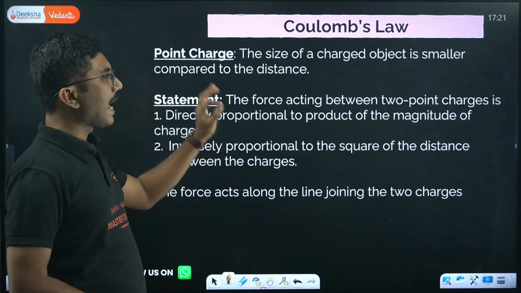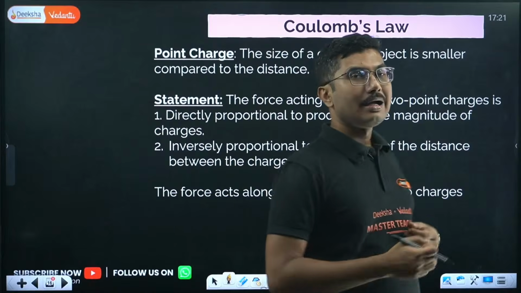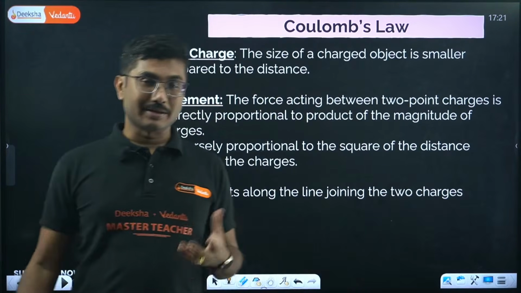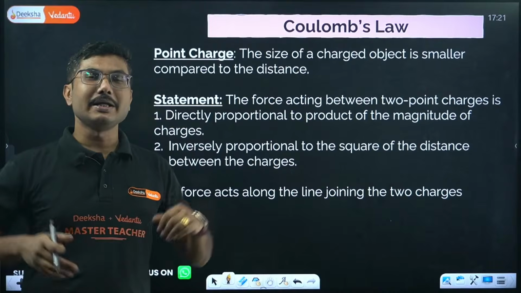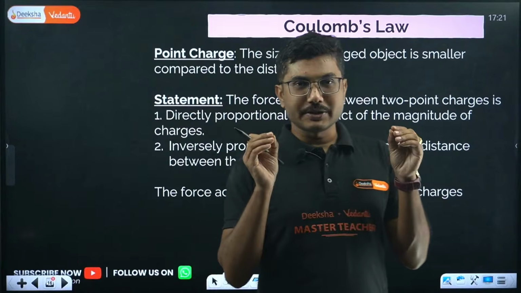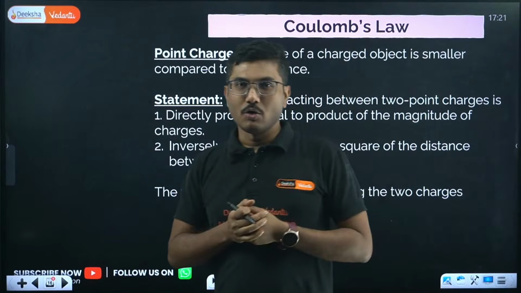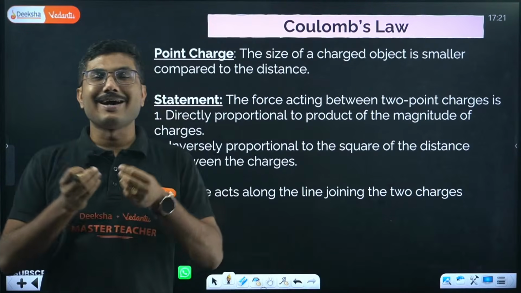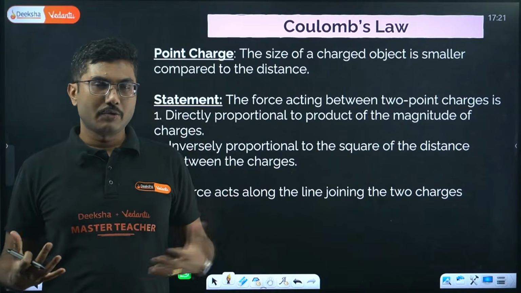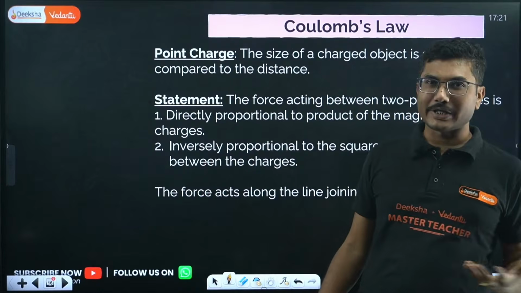Now let us move into the statement of Coulomb's law. First of all, we know that like charges repel and unlike charges attract. Attraction and repulsion basically represent forces, right? So two opposite charges attract, that means they are feeling an attractive force. Similar charges get repelled, and repelled means repulsive force.